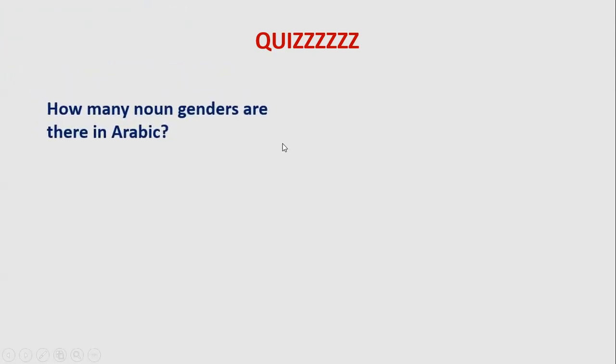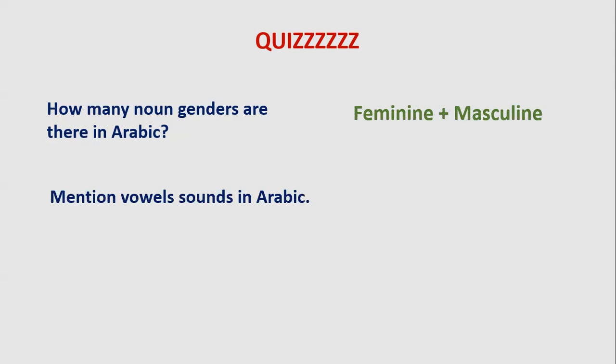So now we also have another quiz, and I'm sure that you will answer all of them correctly. Number one: how many noun genders are there in Arabic? Okay, fantastic. We have only two, feminine and masculine. Question two: how many vowel sounds are there in Arabic? Okay, excellent. We have three vowel sounds in Arabic.